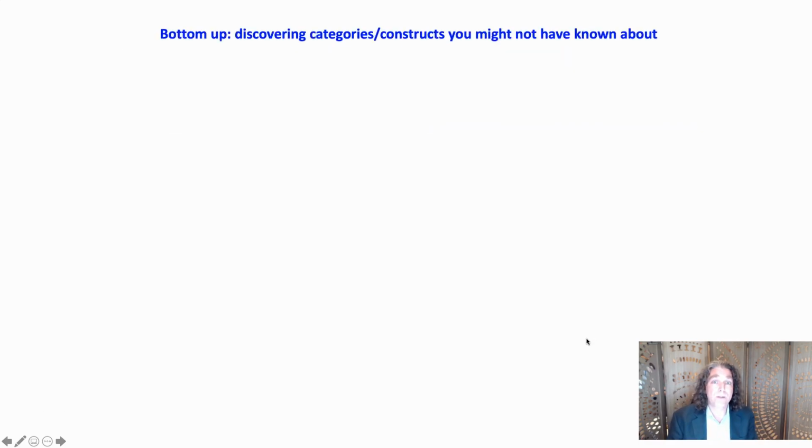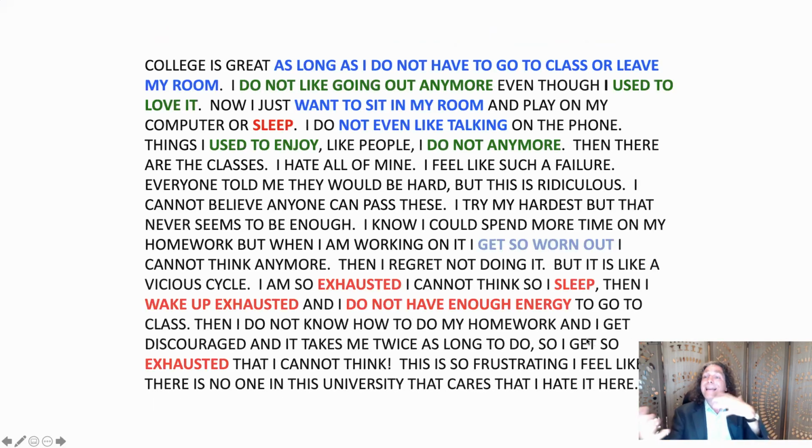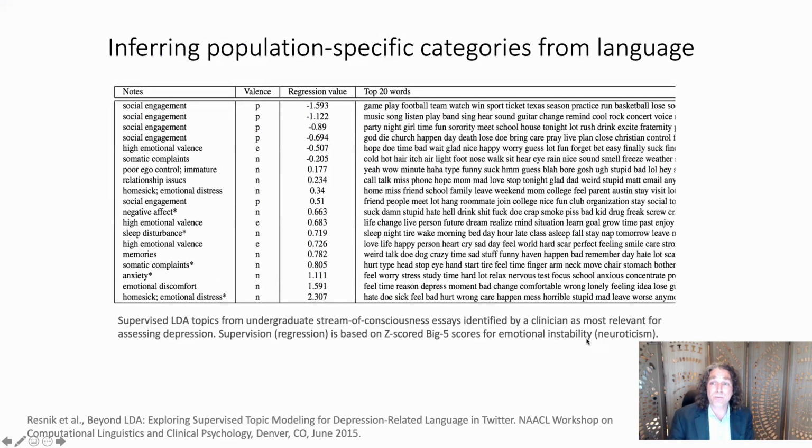But there's another way of looking at this, which is the idea of going bottom up. What can you discover from samples of language that might tell you about categories or constructs that you might not have known were worth looking at or important? Or how are things that you do know expressed specifically in terms of the population you're looking at? So instead of a wall of language, we know that there are categories that are embedded in language. So in blue here, you have social isolation. In green, you have anhedonia, inability to enjoy things you'd enjoyed previously, vegetative symptoms related to exhaustion, and so forth. There are things you do know, there may be things you don't, and how things are expressed is very important.